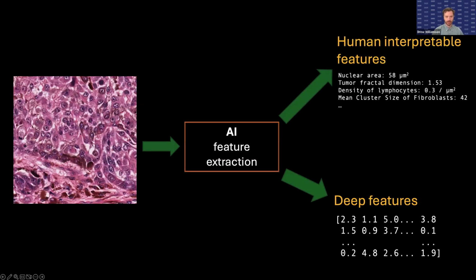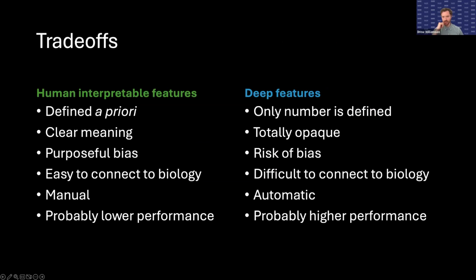All right, so I've talked about these two main paradigms for histologic feature extraction. You've got your human interpretable features and your deep features, and there are definitely some trade-offs when you are deciding between those two different types of features. Your human interpretable features, you define them ahead of time. They have a clear meaning, and for that reason they're easier to connect to the underlying biology. And because you're defining them personally, you're injecting this purposeful bias towards what features you think are going to be important in these histology images for whatever downstream task you're doing.